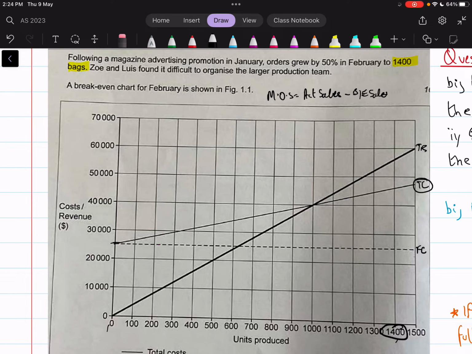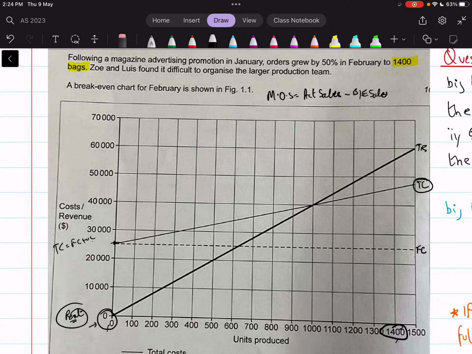Why is this your total cost? Because even if you produce nothing, your total cost is not zero. Because in this case, if you've read the case, you'll be required to pay rent. So even if you're producing nothing, your rent will not be zero. It would be a certain amount. So your total cost is basically fixed cost plus variable cost.